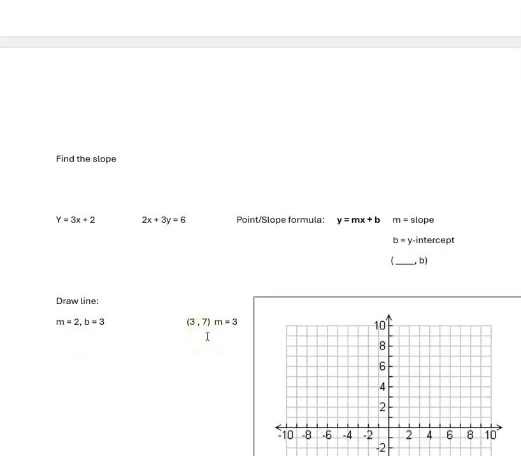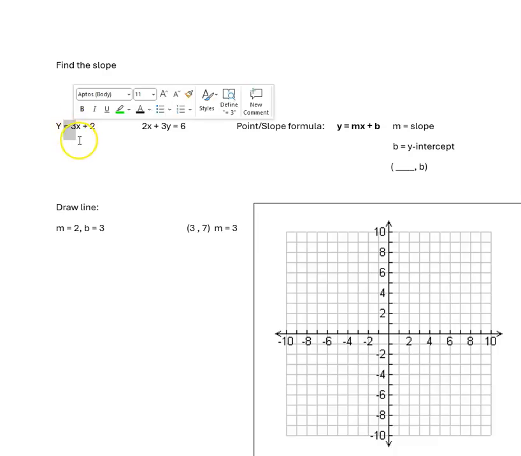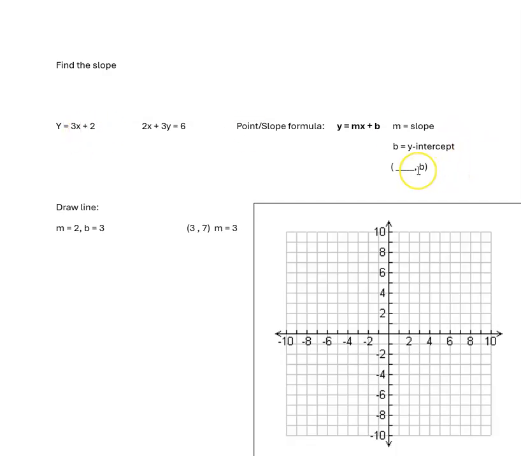Okay, now, if we are asked to find the slope of a line, this is the slope-intercept formula, y equals mx plus b, where m is the coefficient, and that's the slope. B is the y-intercept. We'll talk about the y-intercept. If we take this first one, it's in that format, y equals mx plus b. So all I have to do is look, and that slope is 3.